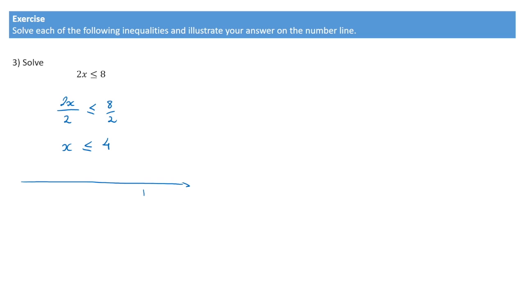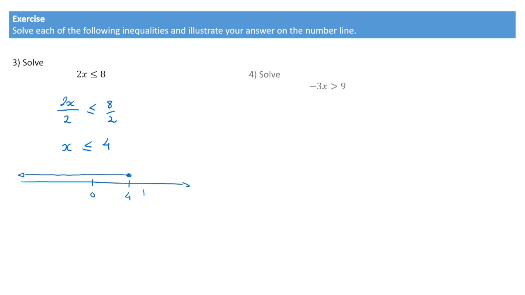We draw a number line, say 0 is here, 4 is here. We place a dot above the 4, and it's all values less than or equal to 4, so it's all the values to the left-hand side of 4. And it includes 4. Remember, it's less than or equal to 4.